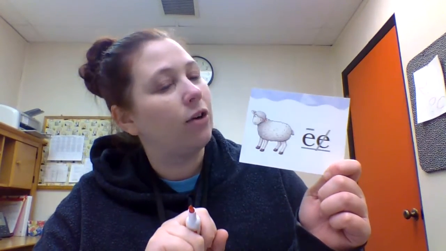Next, let's look at our picture card. Here we have a picture of a sheep. So when we see this, we'll say sheep and then EE digraph. Alrighty, let's practice spelling with some words.